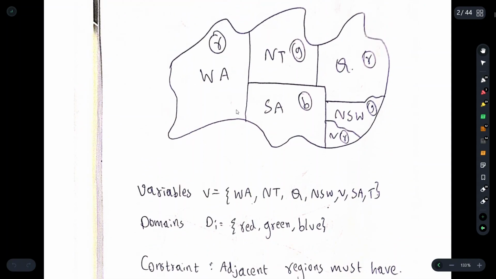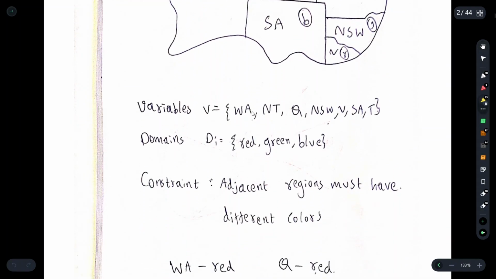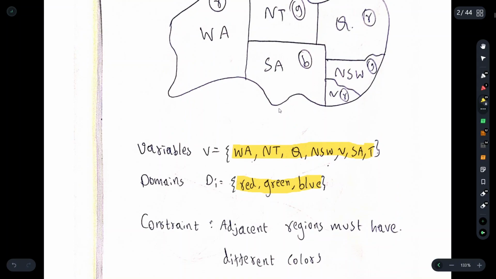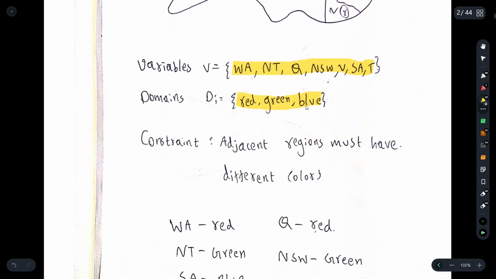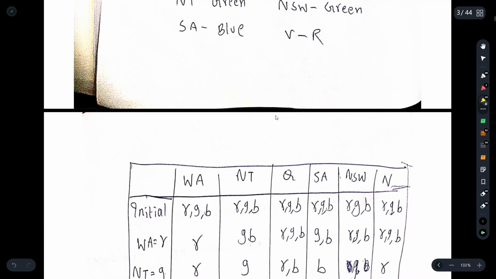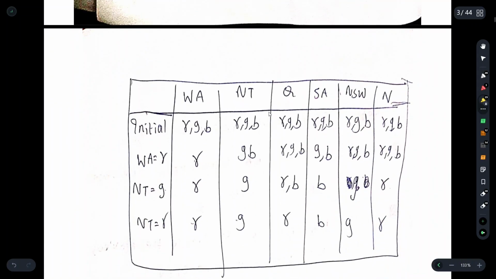So here we can just see these are the names of the places which were there in this map, and these are the given 3 colors. So we need to place the colors in between these places, and the borders shouldn't match in between these colors. So adjacent regions must have different colors. So initially we need to just make it like a table for a better understanding.